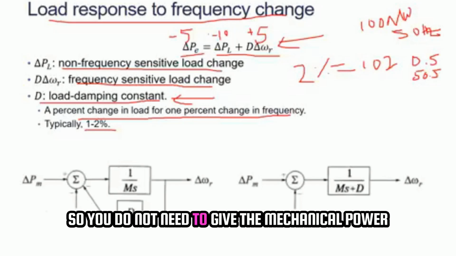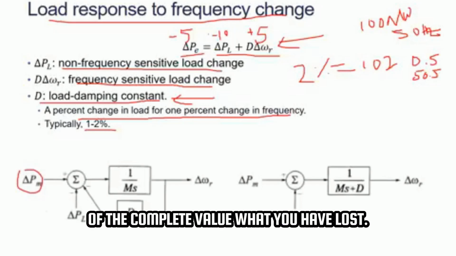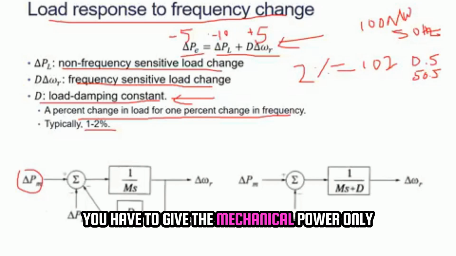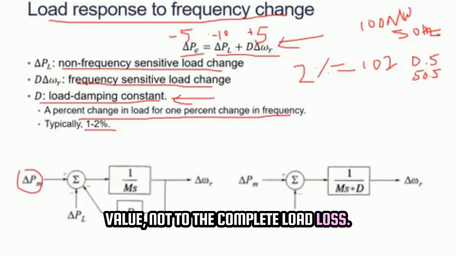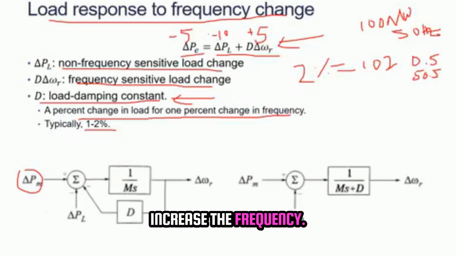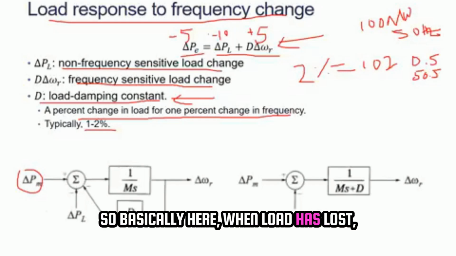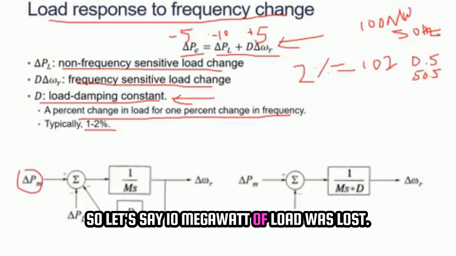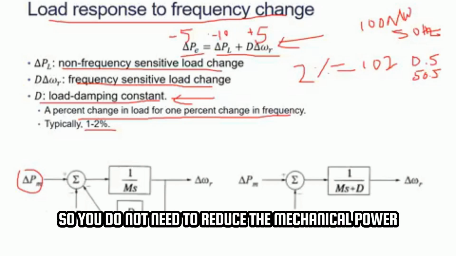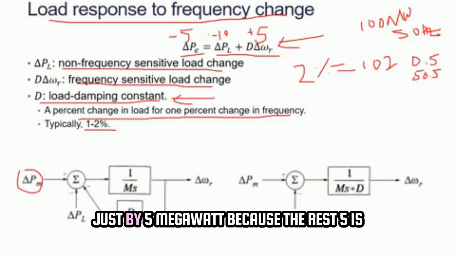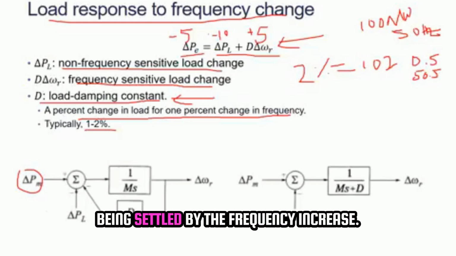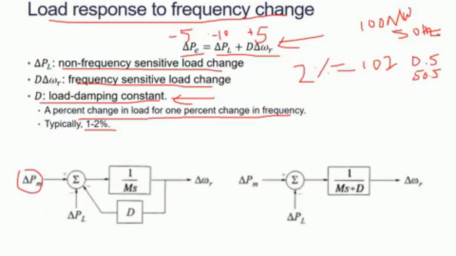So you do not need to give the mechanical power of the complete value that you have lost. You have to give the mechanical power only to the equilibrium consumption value, not to the complete load loss. Obviously again it will further increase the frequency. So basically here, when the load is lost, let's say 10 megawatt of load was lost, you do not need to reduce the mechanical power by 10 megawatt. You have to reduce it by just 5 megawatt, because the rest 5 is being settled by the frequency increase.